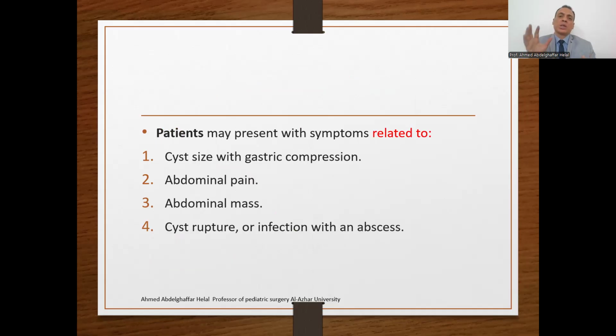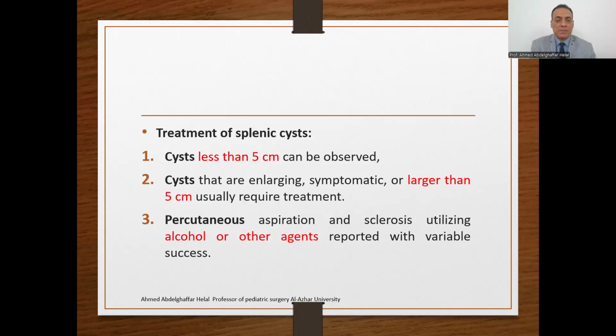A huge cyst may cause compression on the stomach. There may be abdominal pain or a mass. Sometimes there may be infection, an abscess. Sometimes, rarely, there may be rupture of the cyst. The treatment will be related to the size of the cyst. Cysts less than 5 centimeters can be observed.